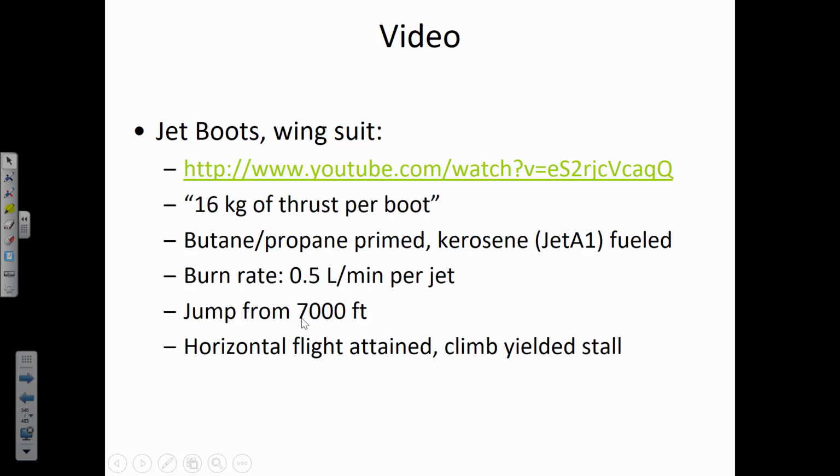So the jump was originally from 7,000 feet, and he did maintain horizontal flight. It was kind of hard to understand what he was saying at the end there, but when I was reading a description of it, he tried to actually climb and gain some altitude, but it stalled. Those wingsuits aren't designed for lift so much as to try and give you a little bit of forward movement as you're falling downward. So kind of an interesting project and a good introduction to the ideas of momentum.